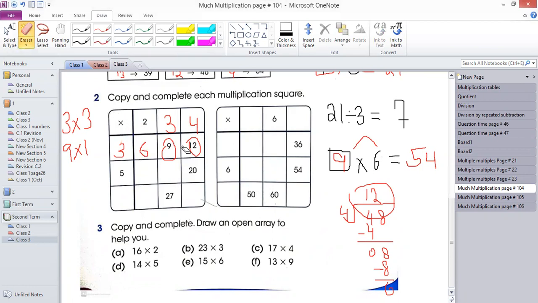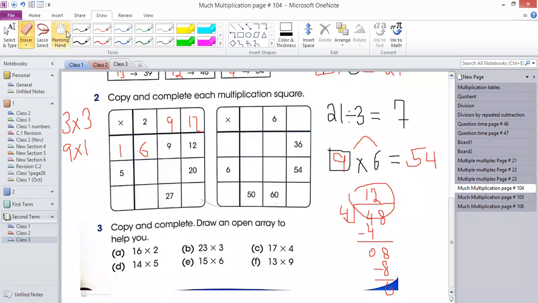Now you will ask me, sir, why did you write 3 multiplied by 3? Why don't you write 9 multiplied by 1? Okay, let's check 9 multiplied by 1. If I write here, let's suppose, 9, and here 1, then there should not be 4, because 1 12 is a 12.